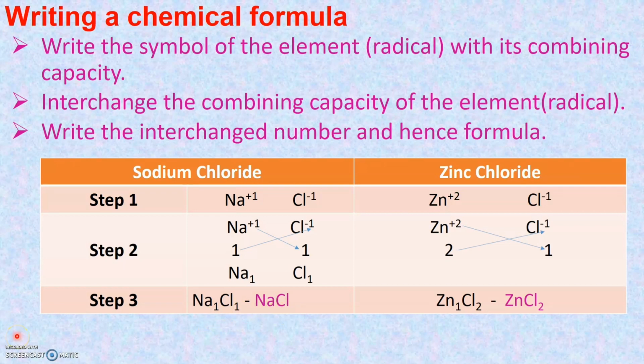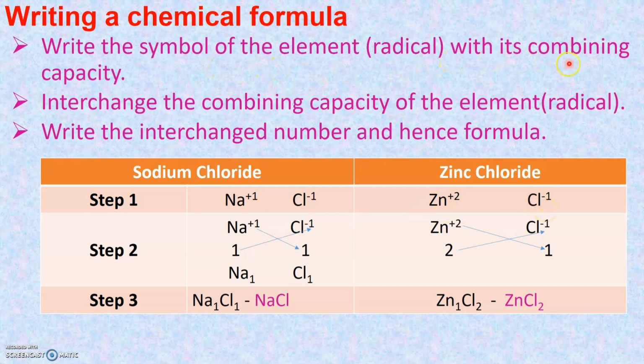Now, in order to understand this better, let us take one more example. We are going to derive the chemical formula of the compound zinc chloride. What is the first step? We have to write the symbol of the element with its combining capacity, or the valency of that element. We know that for the compound zinc chloride, the elements present are zinc and chlorine. Now we need to write the symbols of these elements. The symbol for zinc is Zn, and the symbol for chlorine is Cl.